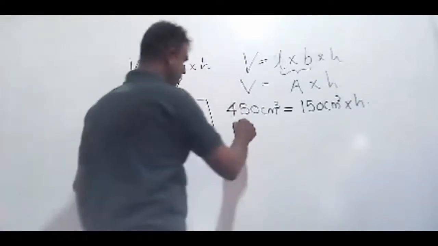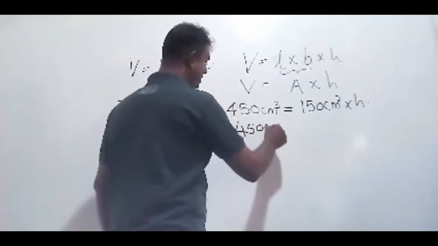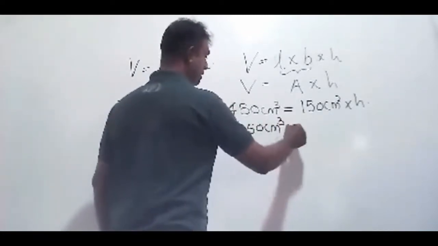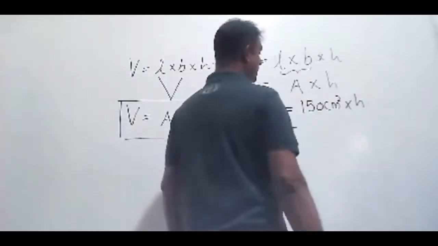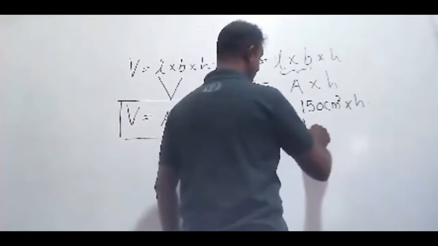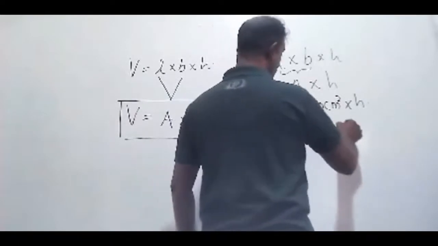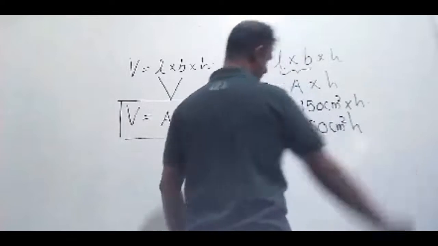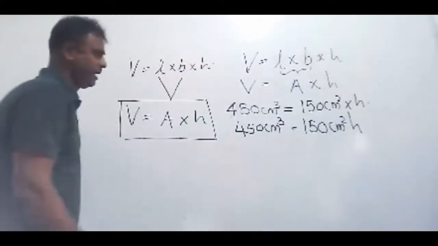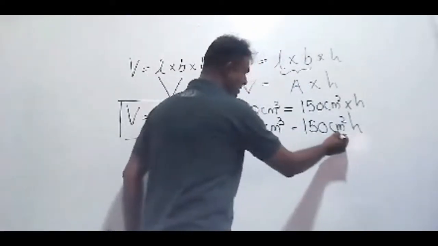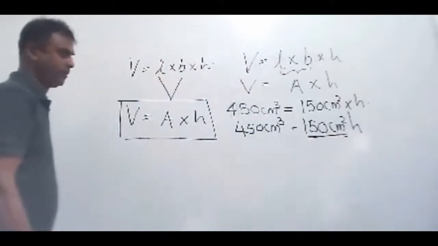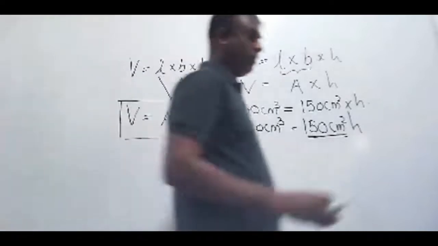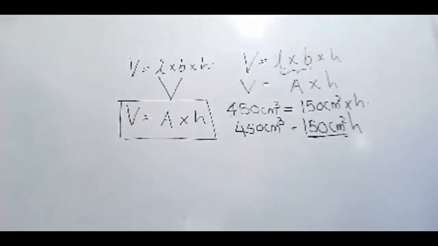Then 450 cubic centimeters equals 150 square centimeters H. Then we want to remove this from H. Now we can divide both sides by 150.